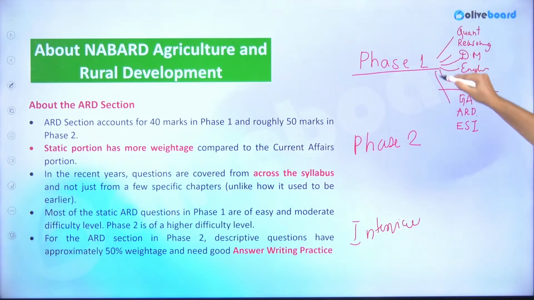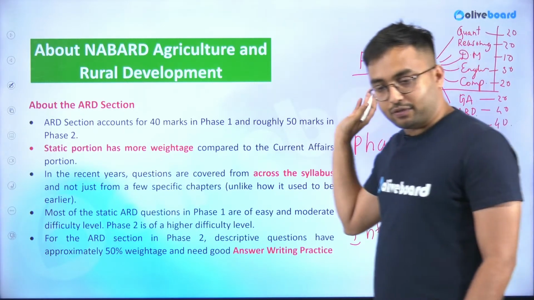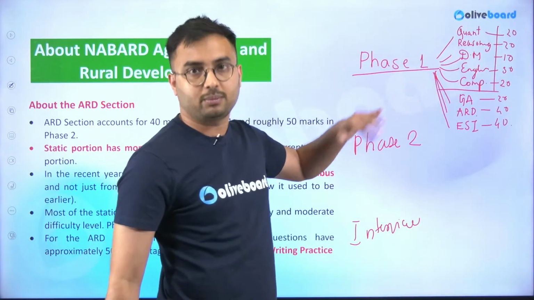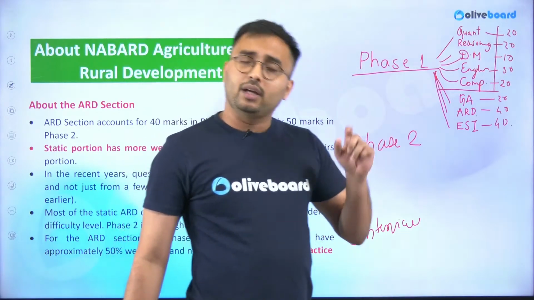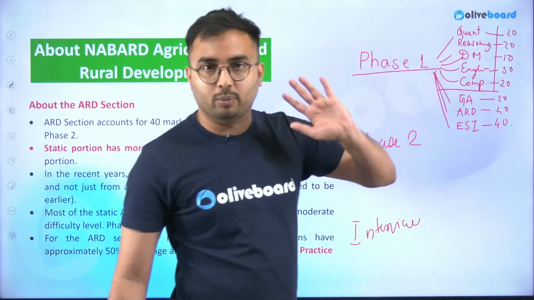Now we are talking about phase 1 only. For the first 5 subjects, quant is for 20 marks, reasoning is for 20 marks, decision making for 10 marks, English for 30 marks, and computer for 20 marks. And then comes GA for 20 marks, ARD for 40 marks, ESI for 40 marks. Now look at phase 1 very clearly. For each of these sections, quant, reasoning, decision making, English, computer, GA, ARD, ESI, an individual sectional cutoff would be there.